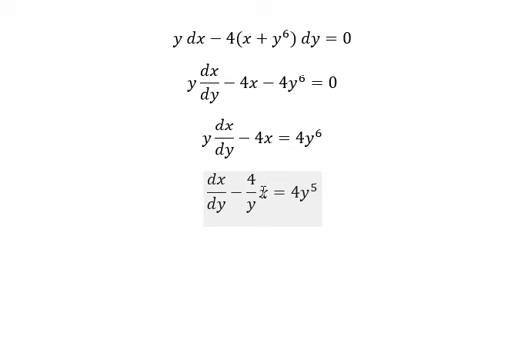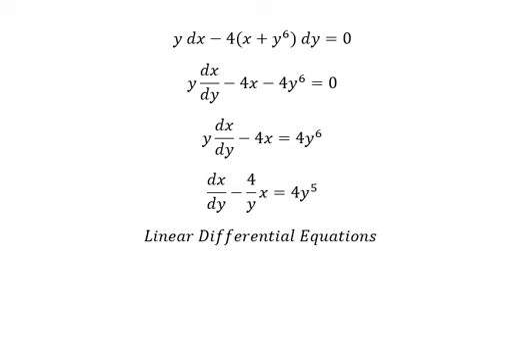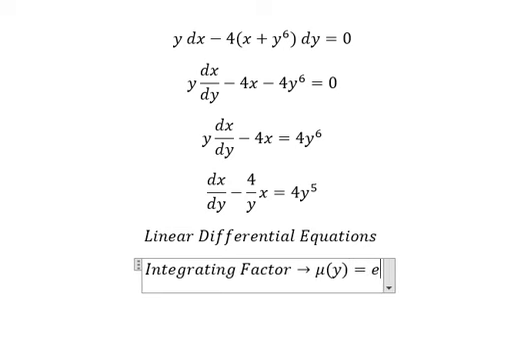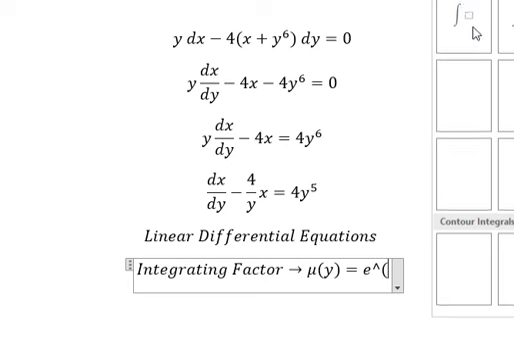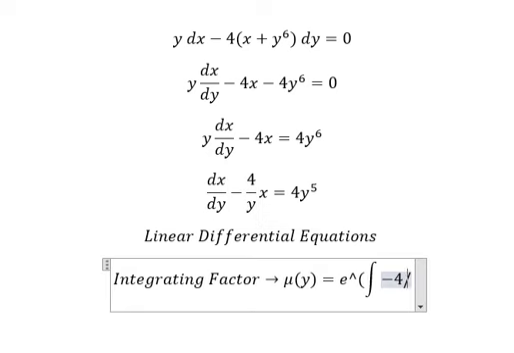Now, we have x and the first derivative of x. This is about linear differential equations. So we need to find the integrating factor. So we need to find mu of y. That is e to the power of the integration. We have negative 4y. This is for the integrating factor, and I will put this one here.